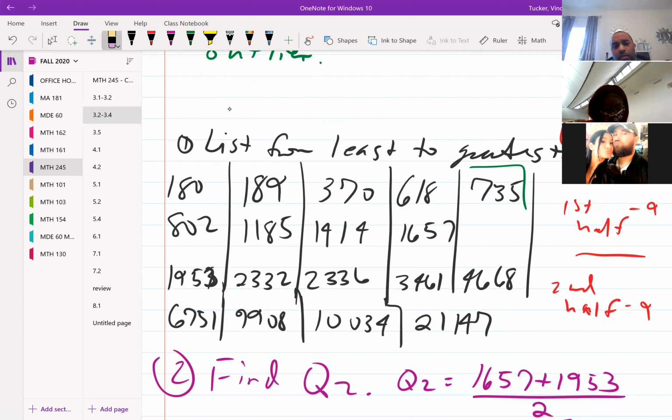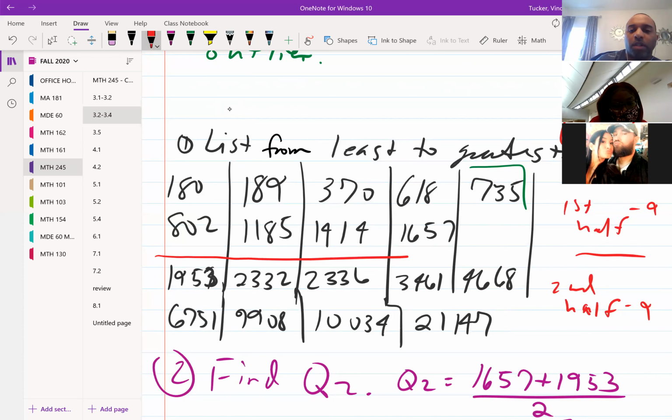All right, so the first step is that you're going to list your data values from least to greatest. So they will give you a data set, and this is our data set. Now I wrote them. We have 18 data values right here, and I wrote them with 9 as my first half, 9 as my second half, just to help us with the breaking up of our data values.